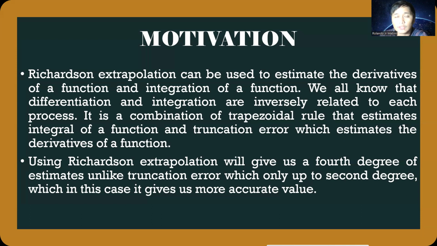Its general equation is I is equal to I of H plus E of H, where I of H must stand for the trapezoidal rule. And this trapezoidal rule is the method in estimating the integral of a function. And truncation error estimates the derivatives of a function.